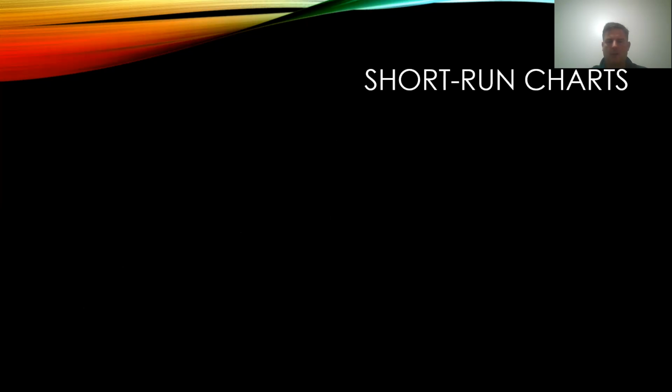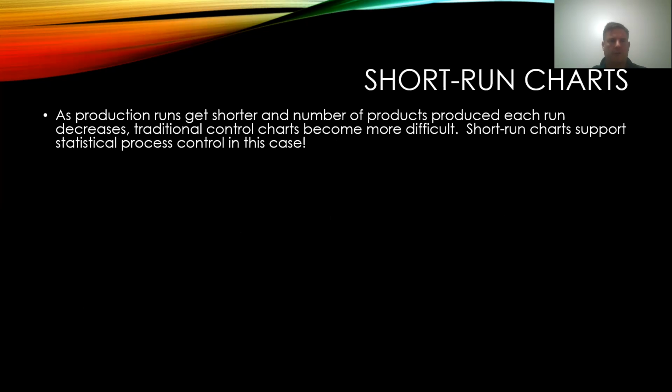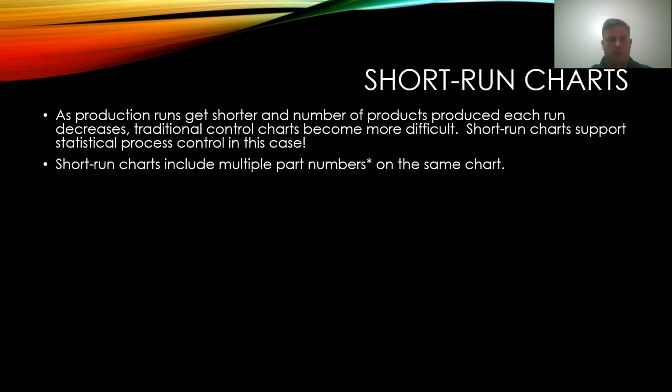And then the last one we're going to talk about is short run charts. Just as production gets shorter, the life of the product might be getting old. You're going to use short run charts, hopefully, at that point you have enough data that multiple part numbers can now go on the same chart. The multiple part numbers should all be from the same family. They should act the same.